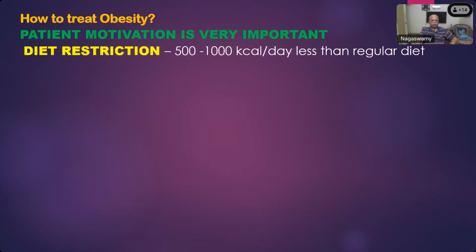The first thing is diet restriction. They should reduce 500 to 1000 kilocalories from their regular diet. So you ask them to enumerate what all their diet habits are, what all the things that they are eating, and calculate how much total calories they are taking. And from that, you try to reduce at least 500 to 1000. Then ask them to go for regular exercise.